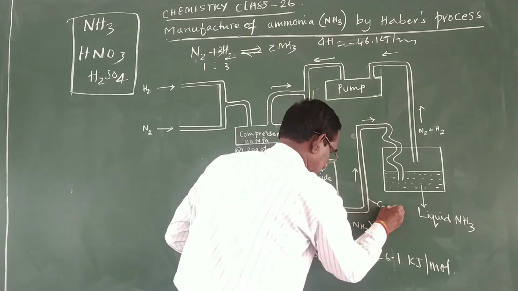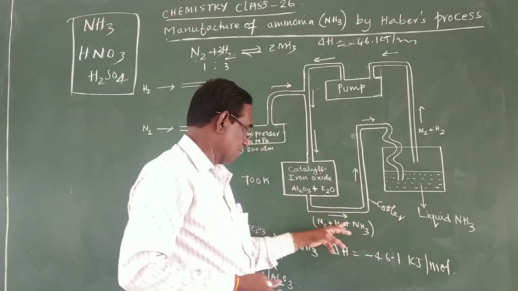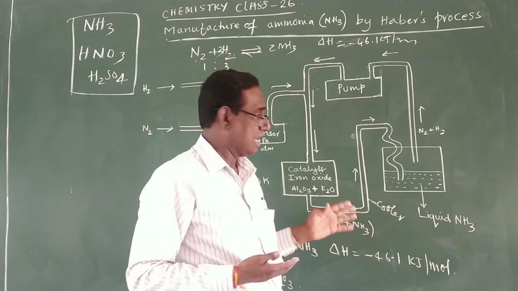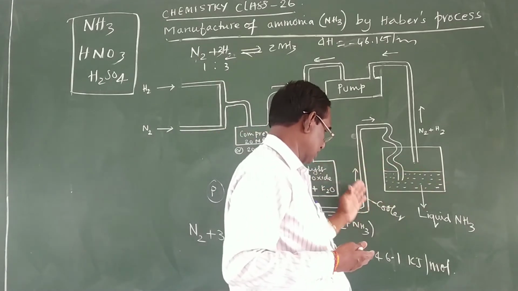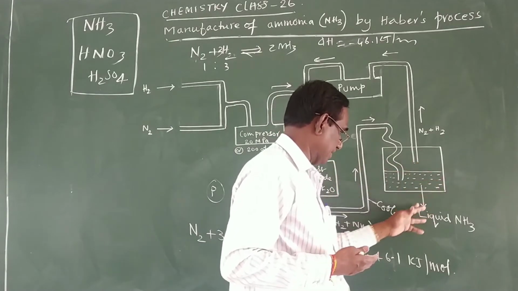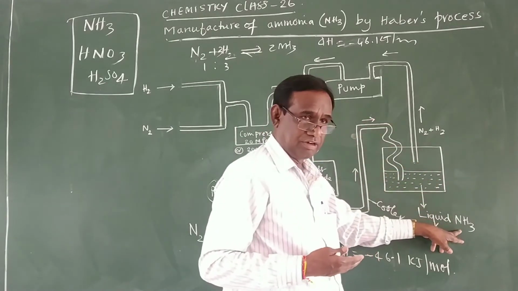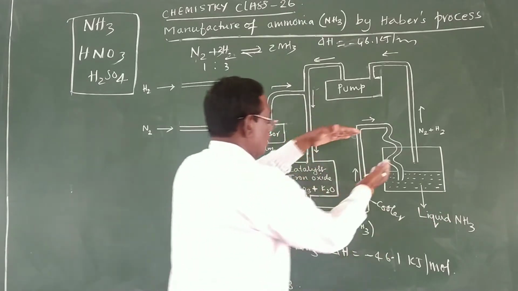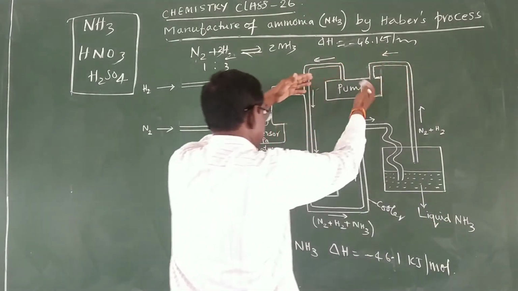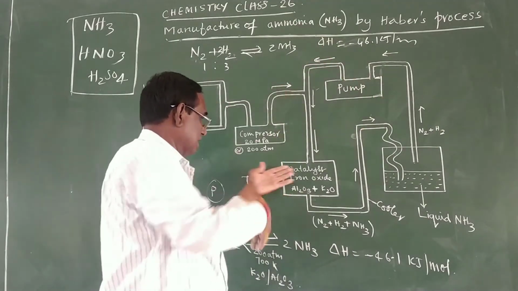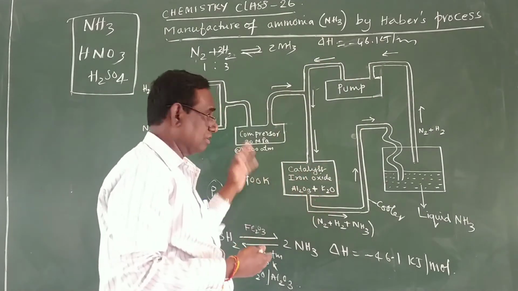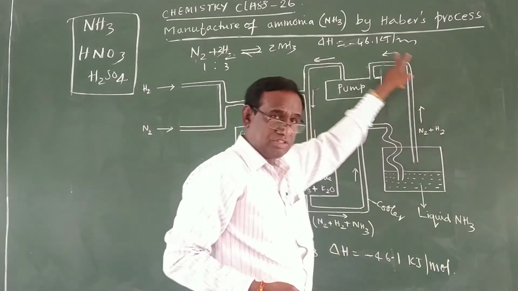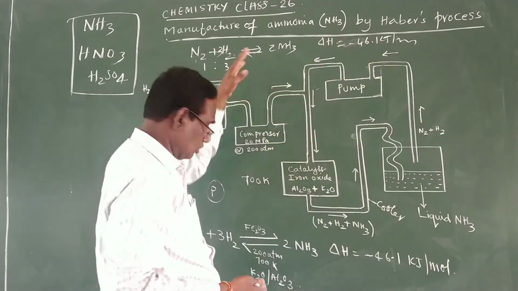Cooling pipes, you see, it is cooler. Therefore, ammonia is cooled to minus 22 degrees Celsius, which means it gets liquefied and is separately collected here. The unreacted nitrogen and hydrogen will be recycled, pumped again to the catalytic chamber. So here nitrogen and hydrogen are passed, and the remaining nitrogen and hydrogen are also passed to the catalytic promoter. So finally you will get it.